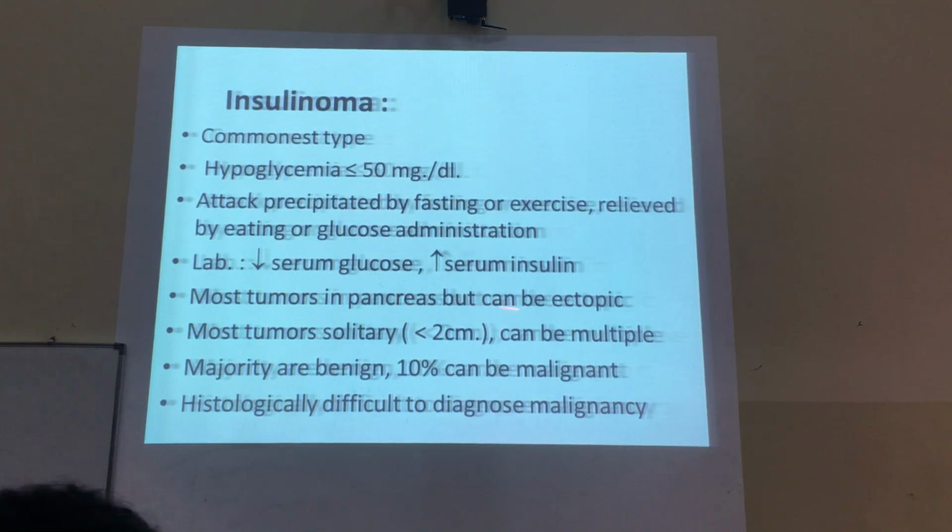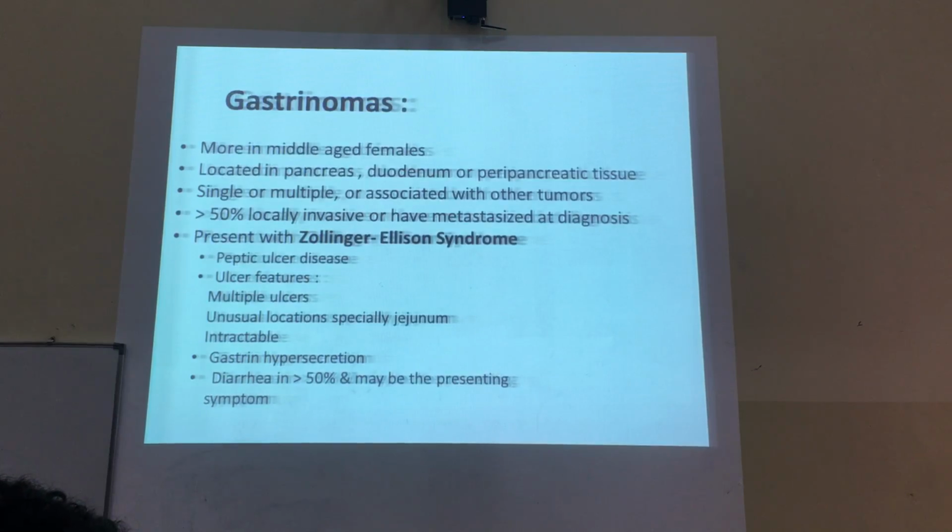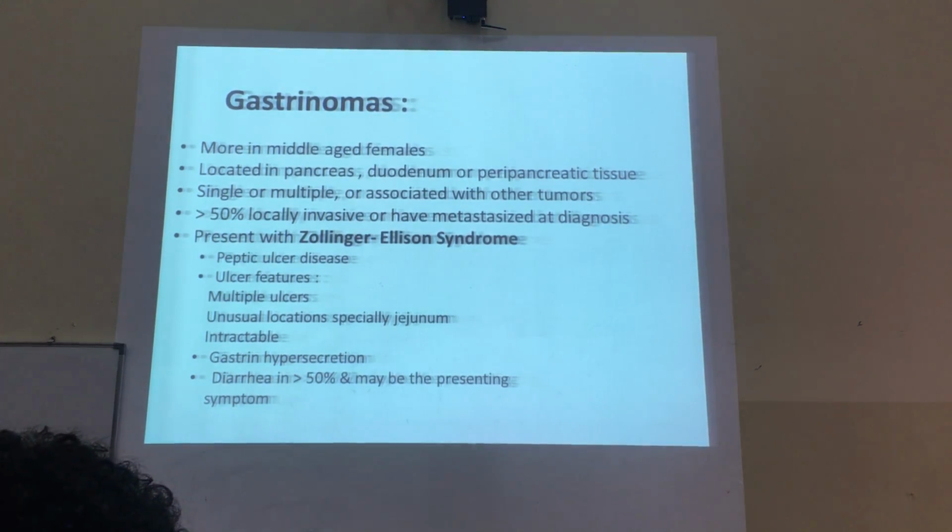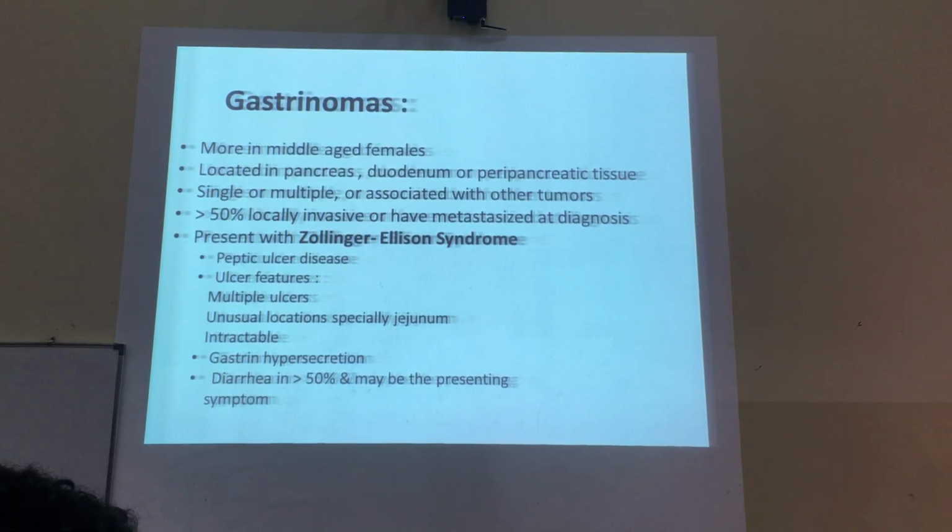Most tumors are in the pancreas, but they can be ectopic, for example, in some other places. Most tumors are single and less than 2 centimeter, but can be multiple. The majority are benign and 10% can be malignant. Mostly they are benign. Histologically, it is very difficult to diagnose malignancy. Doctor, the insulin is going to rise? Raised. And when the insulin is raised, the glucose has decreased.